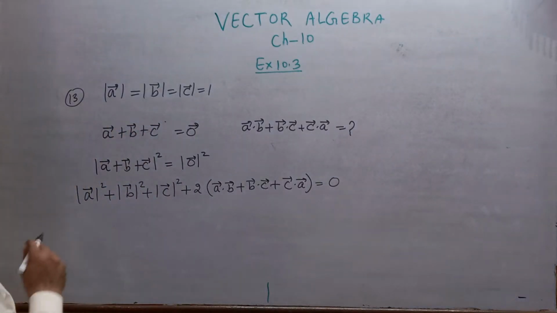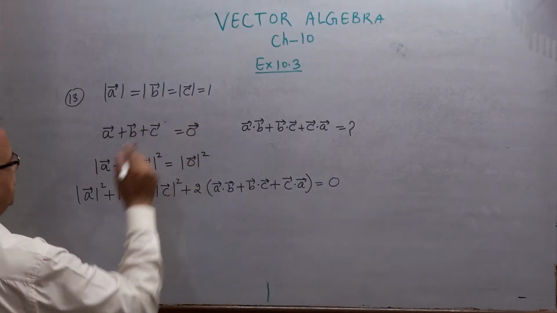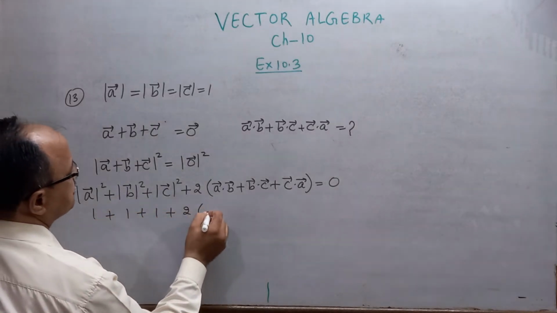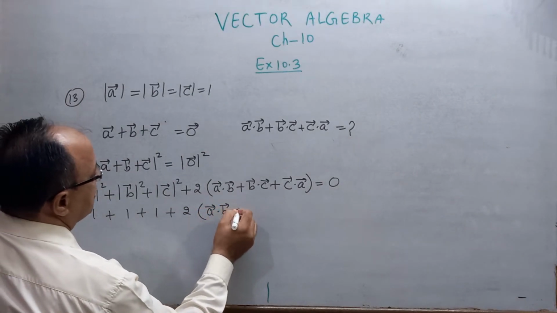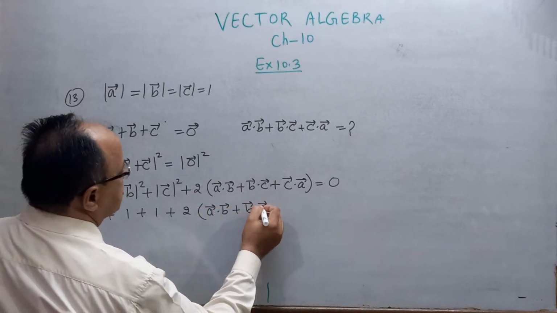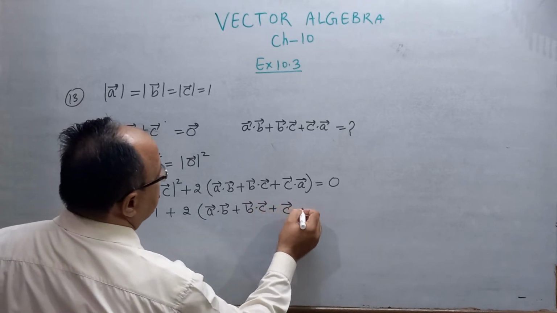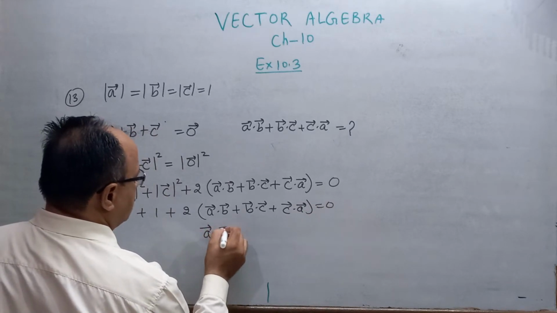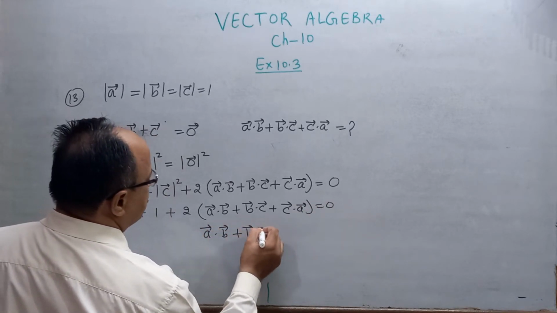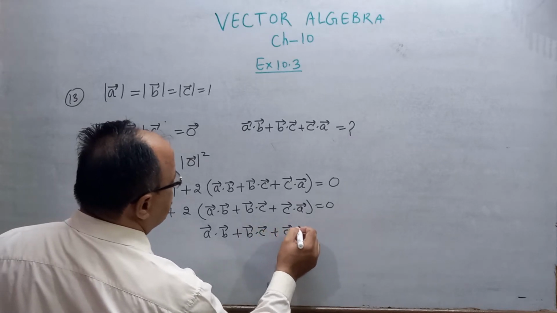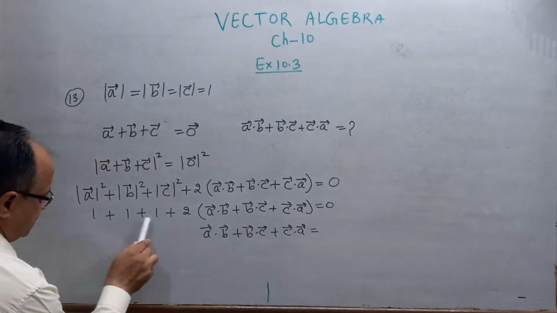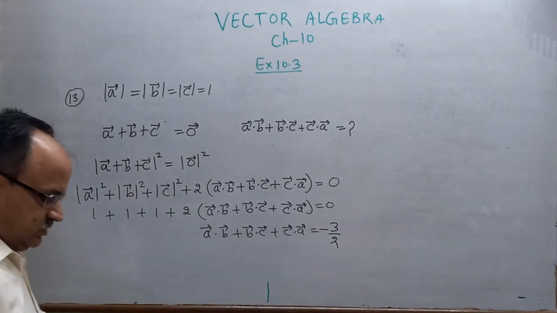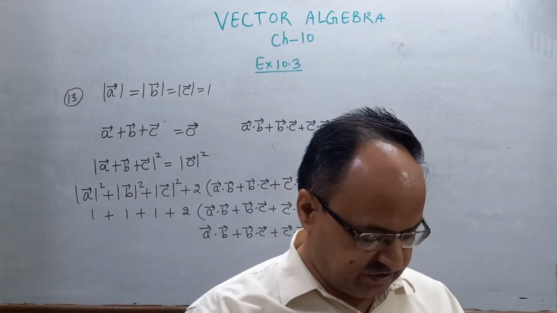And the magnitudes of A, B, C you already know are 1, so 1 squared is 1, 1 squared is 1, plus 2 times (A dot B plus B dot C plus C dot A) is equal to 0. Therefore, A dot B plus B dot C plus C dot A is equal to minus (1 plus 1 plus 1) by 2, that is minus 3 by 2. This is the answer of question number 13. Clear?